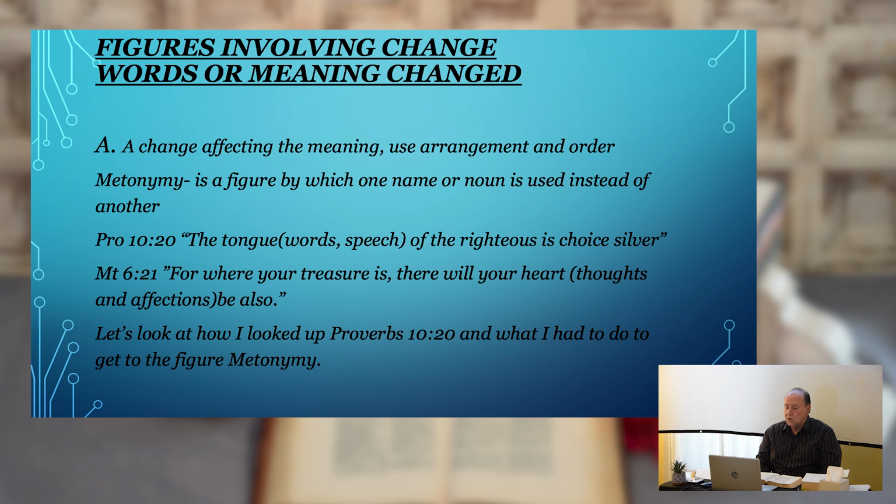Look in Matthew chapter 6, verse 21. Okay. For where your treasure is, there will your heart be also. So where your treasure is, there will your heart be also. It's talking about thoughts and affections. That's what will be there also. And it's the figure of speech metonymy. It's a figure by which one name or noun is used instead of another.